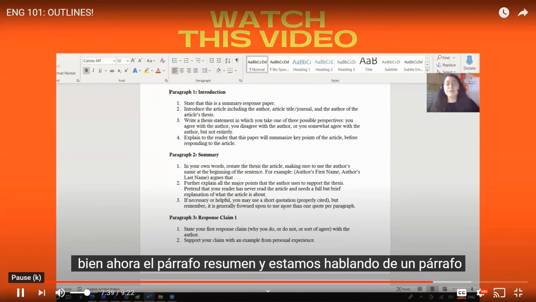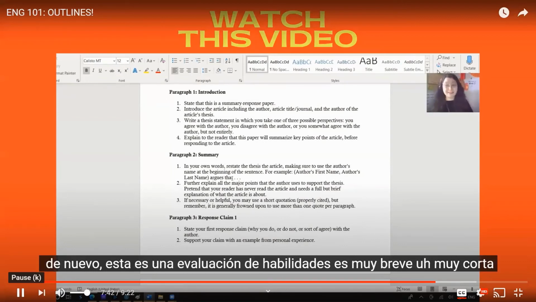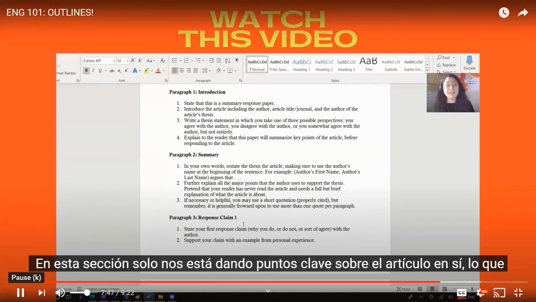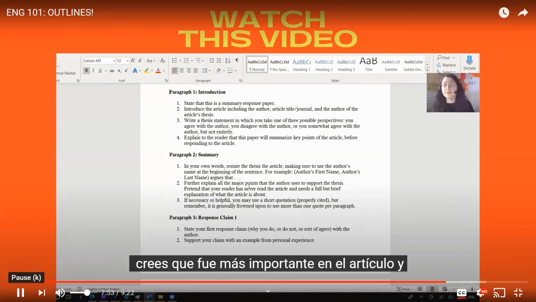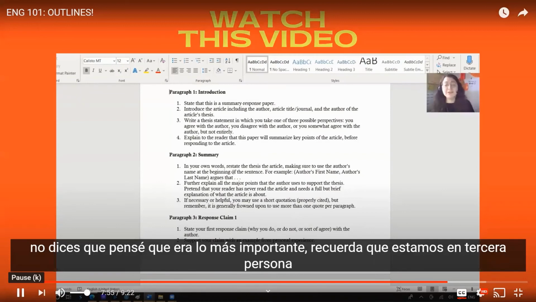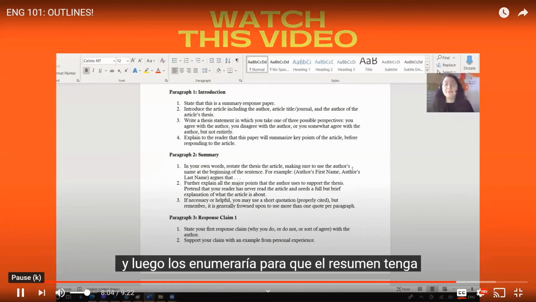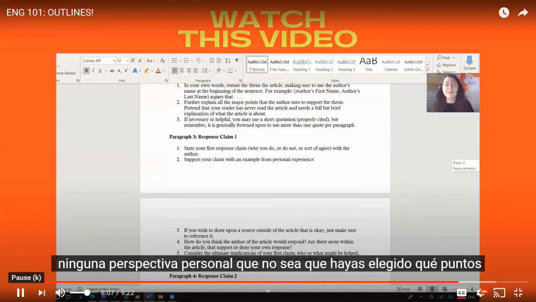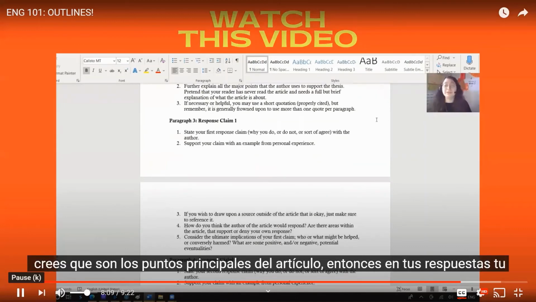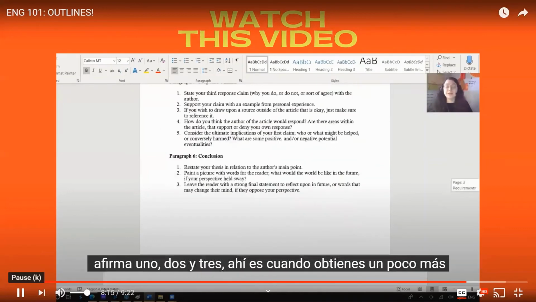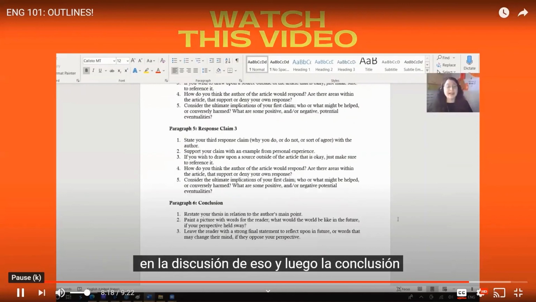Okay, now the summary paragraph, and we're talking a paragraph. Again, this is a skills assessment. It's very brief, very short. In this section, you're just giving us key points about the article itself, what you think was most important in the article. And you don't say, I thought it was most important. Remember, we're in third person. So you simply say, the key points in this article were, and then you would list them. So the summary has no personal perspective other than you've chosen what points you think are the main points of the article. Then in your responses, your claims 1, 2, and 3, that's when you get a bit more into discussion of that. And then the conclusion.